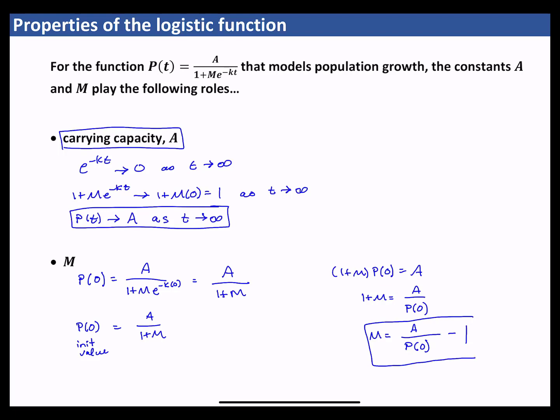So once we know the values of a and m, we can use a non-zero value of t to find the value of k. In a subsequent video, we will practice finding the values of a, m, and k to model a population's growth using the logistic function.